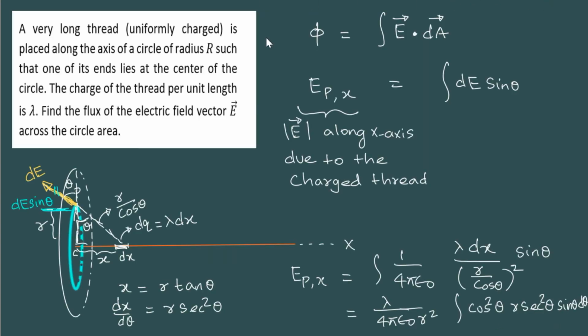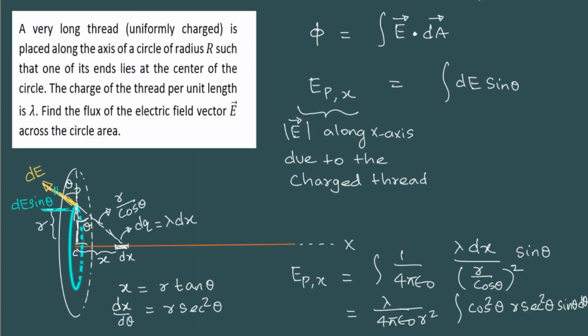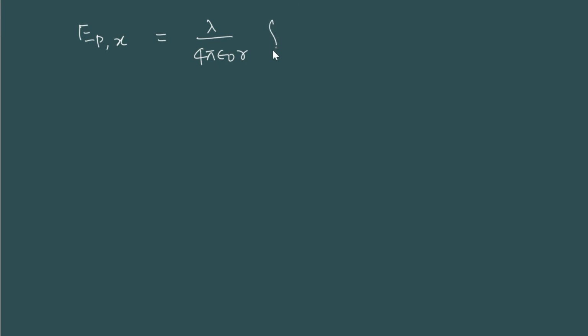So what is the electric field at that point? The x component of the electric field along the x-axis is lambda by 4 pi epsilon naught r. One more r comes out, so I'm taking only one r in the denominator. I have sine theta d theta, so I have to integrate sine theta d theta.